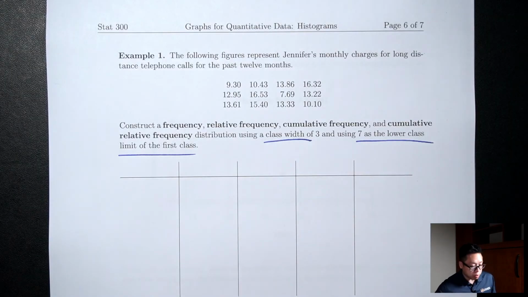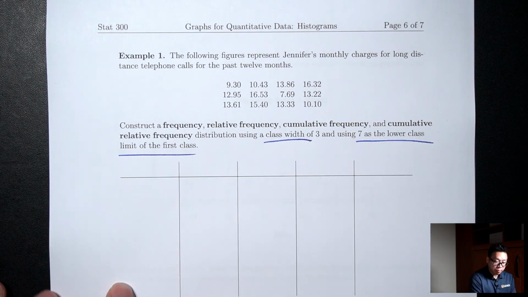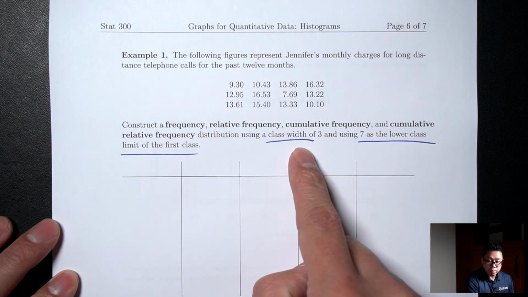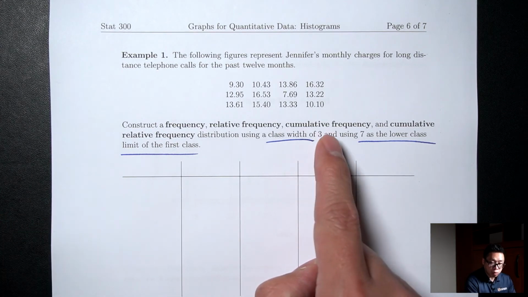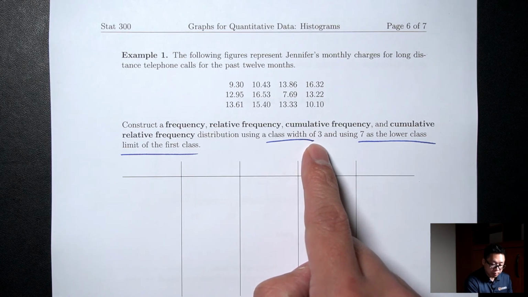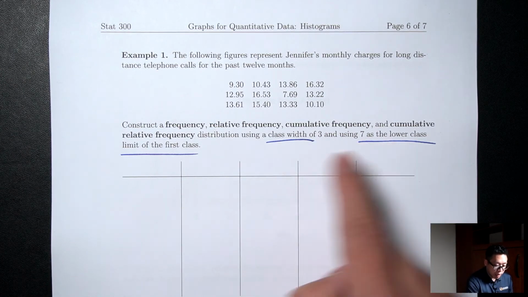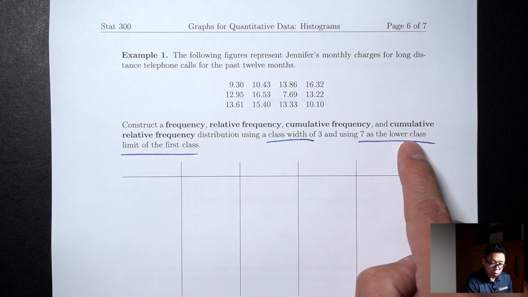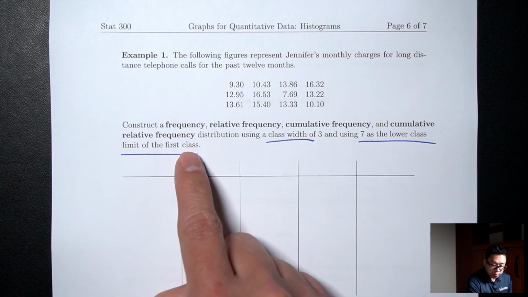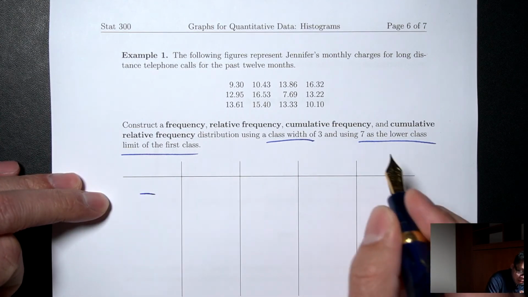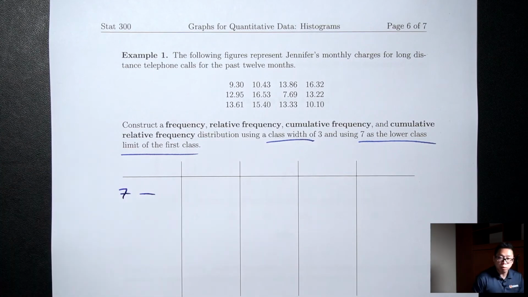So what this is telling you to do is to break up the data into ranges, and I'm telling you how right here. Okay? Class width of 3. So when I make my ranges, my lowers should go up by 3. My uppers should go up by 3. 7 as the lower class limit of the first class. That's saying make 7 the lower number of the first range.